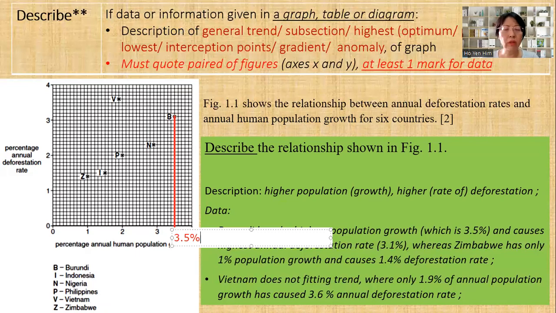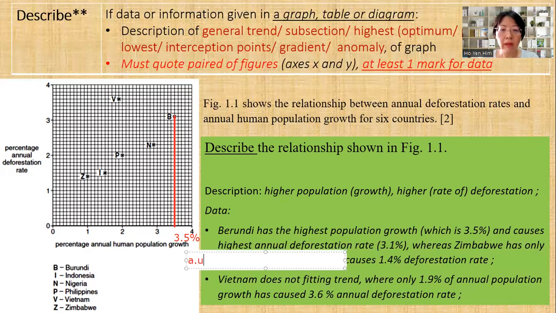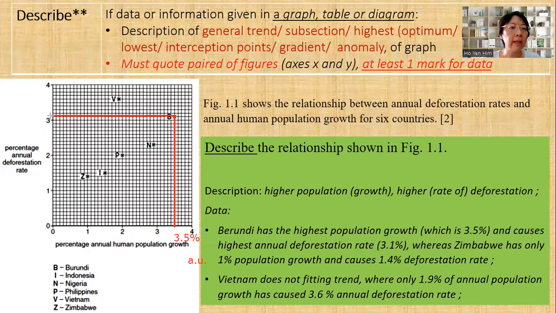I've had students who quoted the figure but didn't get the marks because they didn't write the units. Now don't forget, even AU is a unit. I know that unit is in arbitrary units, so you have to put AU. Must put AU also if it's arbitrary units. Okay, and then Burundi causes the highest annual deforestation rate, which is 3.1. So from B, make sure that your line is exactly horizontal. So this is 3.1. So read off accurately. So it's 3.1%.